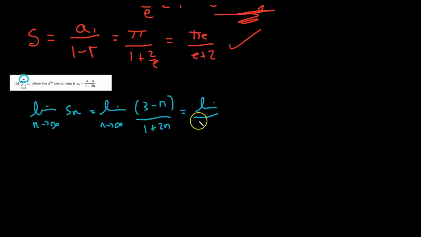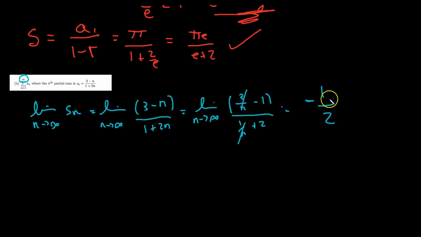So to evaluate a limit at infinity, for something simple like this, if you just divide every single term by n, you'll get 3 over n minus 1 over 1 over n plus 2. And it is easy to see that this goes to 0, this goes to 0, so we're having negative 1/2.